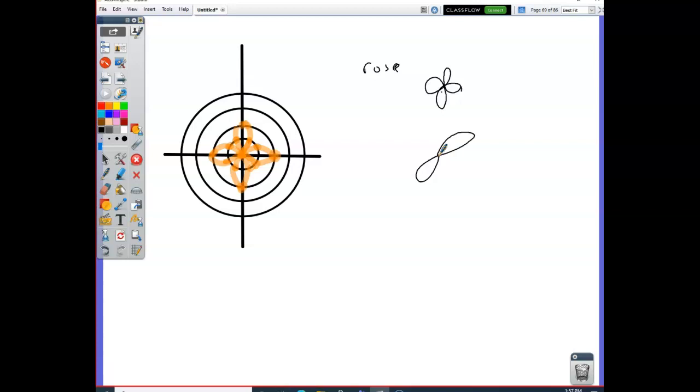Then the next one is called a cardioid. What is a cardioid? Oh yeah, it's heart-shaped. It looks more like a bean to me too, but they call it heart-shaped, cardioid. That's what cardioid means. Where's the center? It could be here.